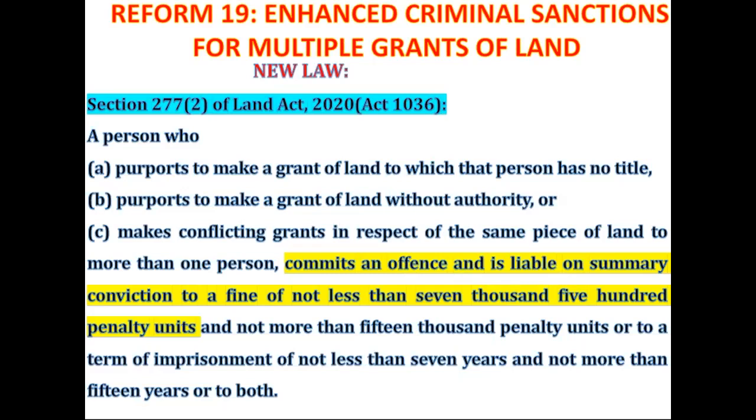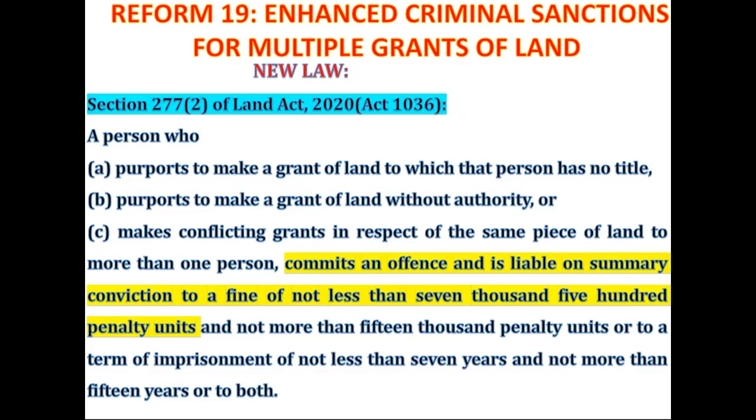or a person who makes conflicting grants in respect of the same piece of land to more than one person, that person commits an offense and is liable on summary conviction to a fine of not less than 7,500 penalty units. A fine of not less than 7,500 penalty units. Now, for those of you who are aware already, as at date in September 2022, a penalty unit is 12 Ghana cedis.